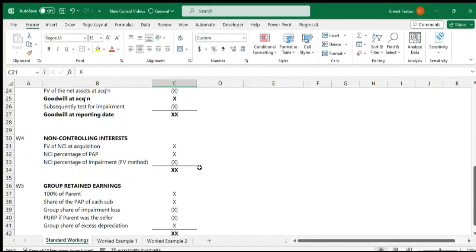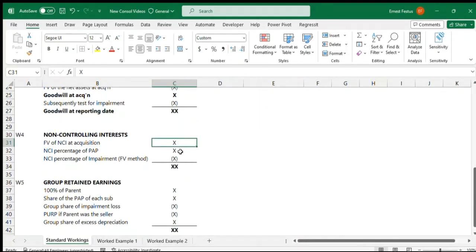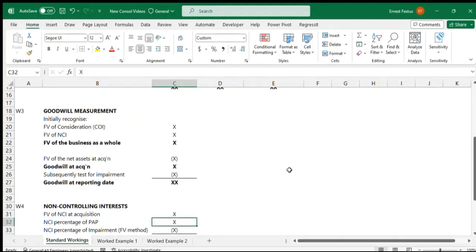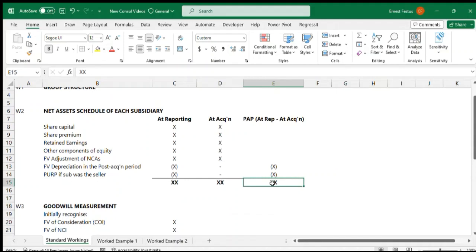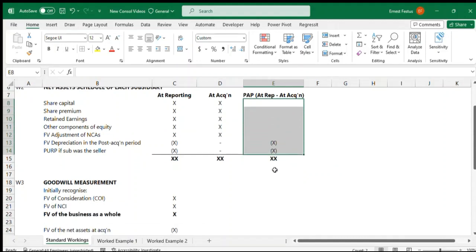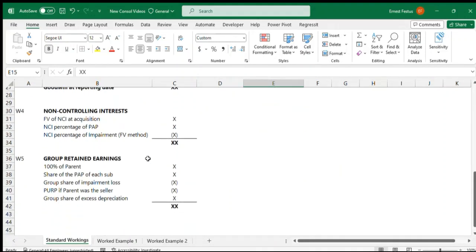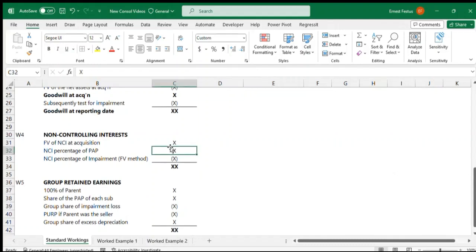All right, so we have that value, and then we will add the non-controlling interest percentage share of the post-acquisition profit, which we have in our net asset schedule. So this particular value here. So what we do is that we will subtract all these values from all these values to get our post-acquisition movement in our net assets, to get the total post-acquisition reserves or the post-acquisition profit. So that is what we share between our non-controlling interest and the group. So that is what we have here.